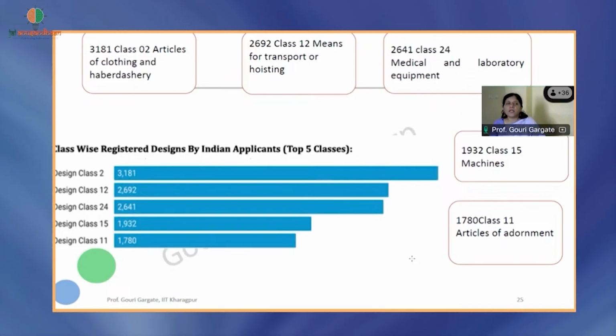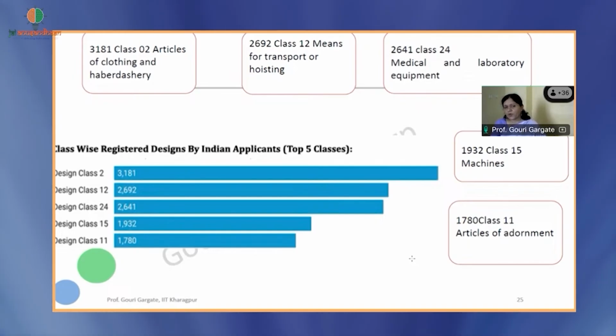Now, if you see, there is a Locarno classification. For any IP, some classification we are always following. For example, for trademark we follow Nice, or however you want to pronounce it, that classification. If we see patents, we have the International Patent Classification. Similarly, when we see industrial design, we follow the Locarno classification.